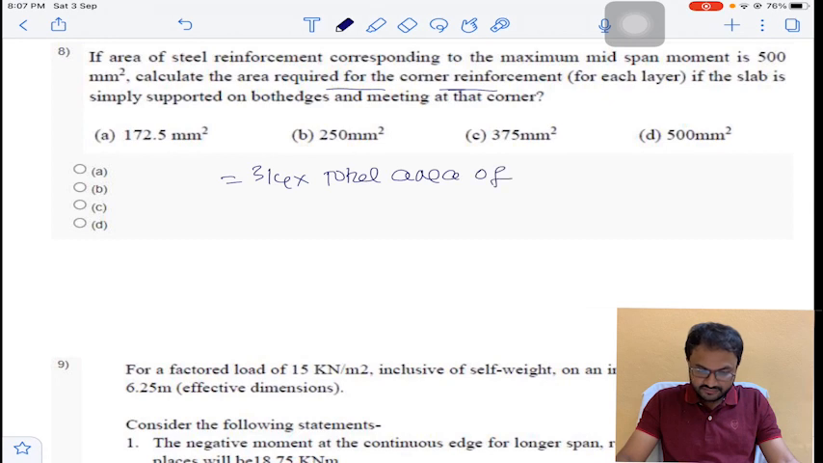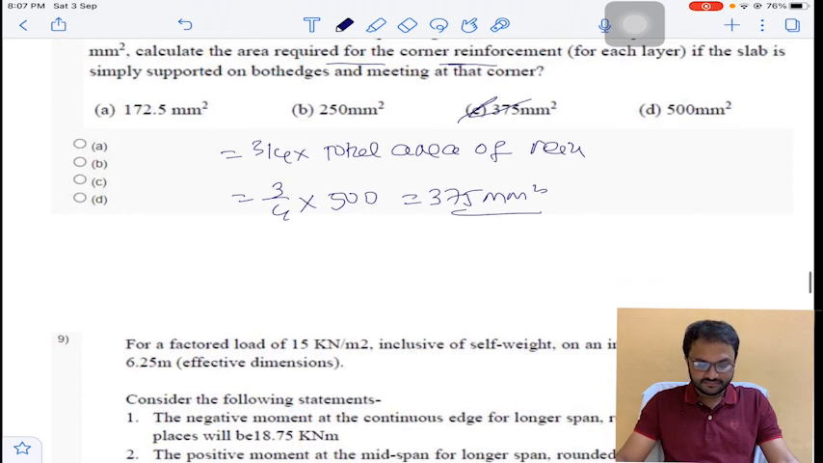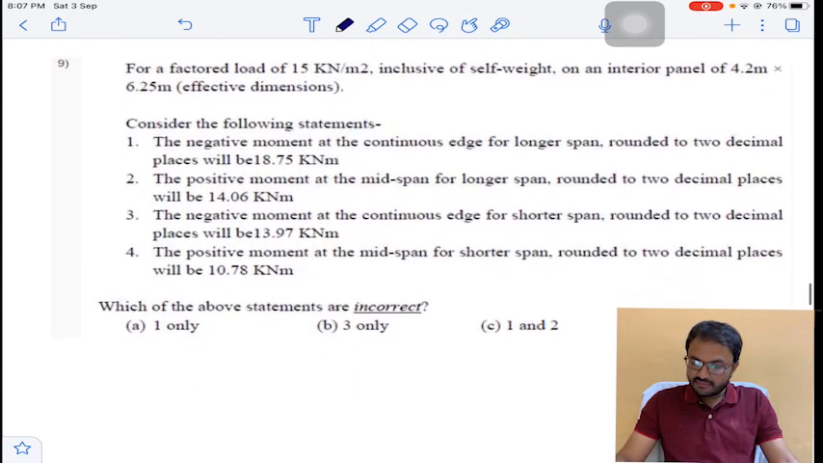Area of reinforcement corresponding. So that is 3 by 4 into 500. It will become 375 mm square. Clear? Answer C for question number 8. Coming to question number 9.